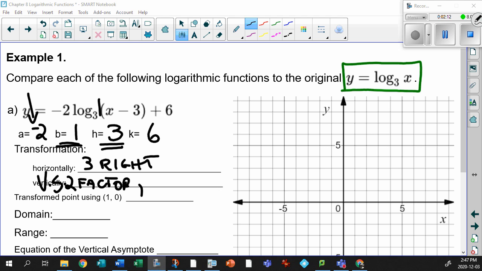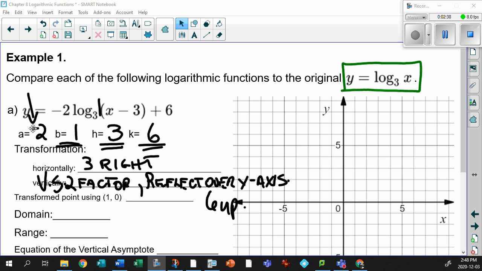We also are going to reflect. And remember, when we do a reflection on a vertical, we're reflecting over the x-axis. I'm running out of room. And then finally, don't forget, we're moving 6 up. Oh, how pretty. Okay, so let's go take a look at the transform point then.